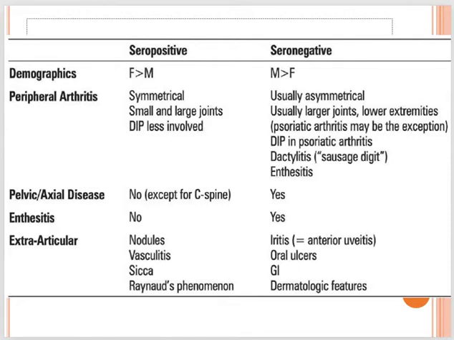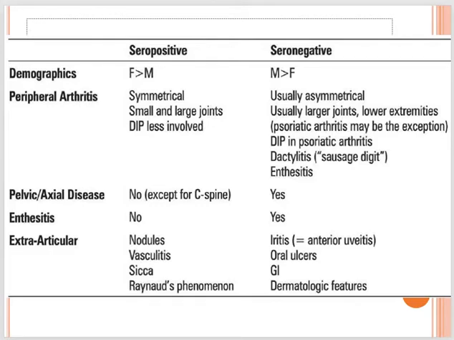Number one, we want to see whether the joint is involved or not. Number two, if the joint is involved, whether the involved joint is single, four, five, or many. Number three, whether the joints involved are small joints or large joints. Like the knee joint is a large joint. Number four, whether there is any symmetry in the involvement or not.